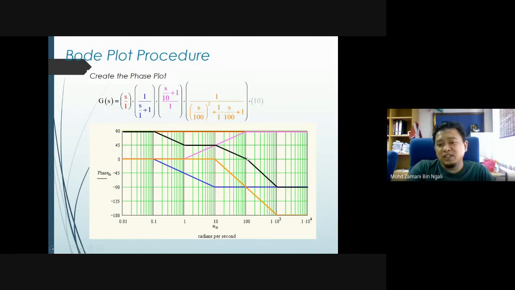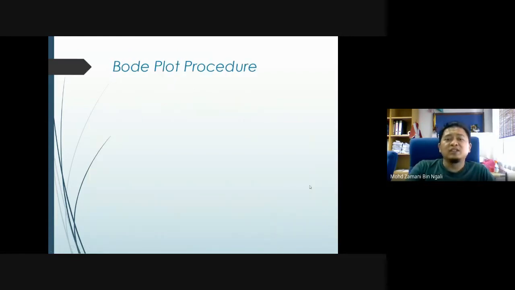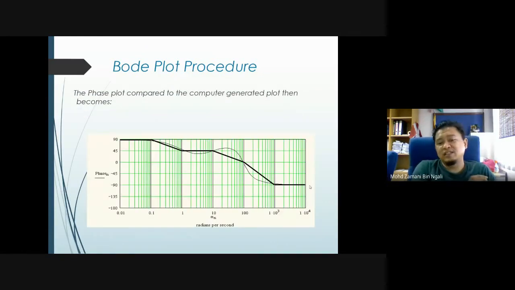Okay, since we know that this line and this line is the same slope, when it goes straight, this one also will go straight. So this is your final phase line. Okay, so if we look at the actual phase line, it is this black thin line. And this one is the estimated line that we draw. Okay, it's not the same, but it can be represented by this estimation.